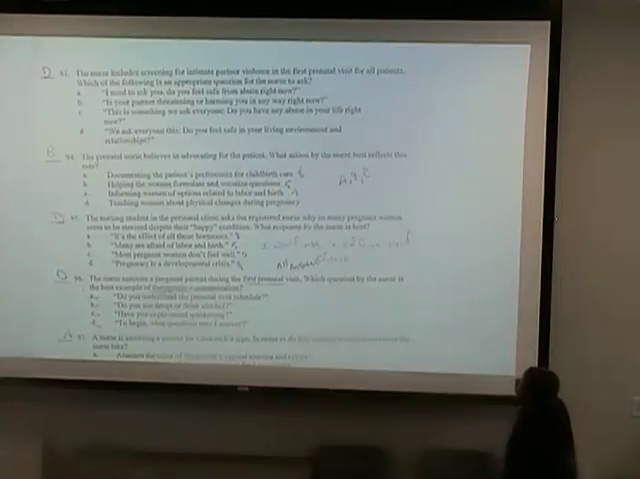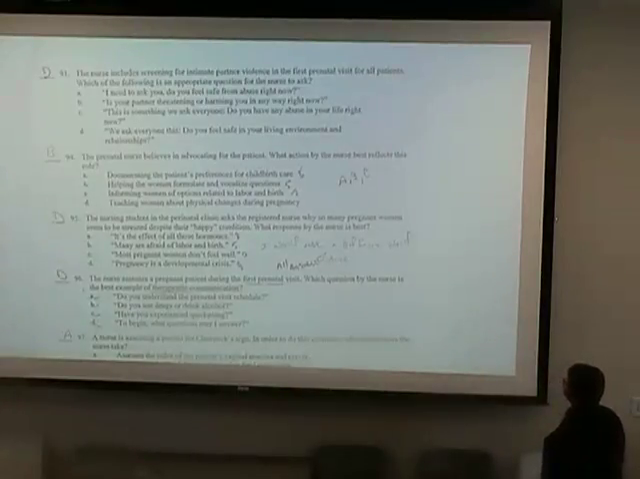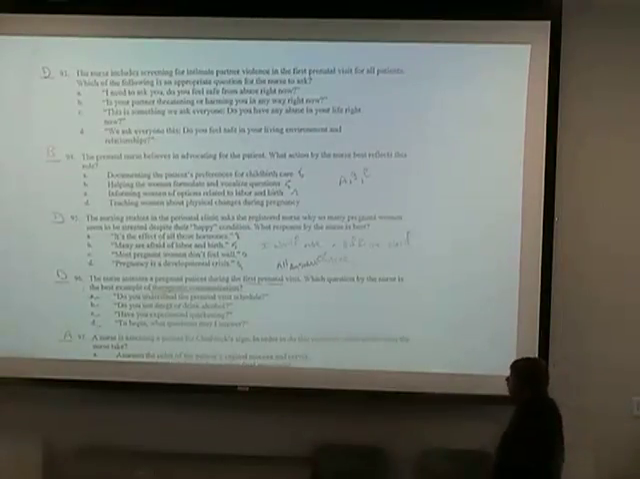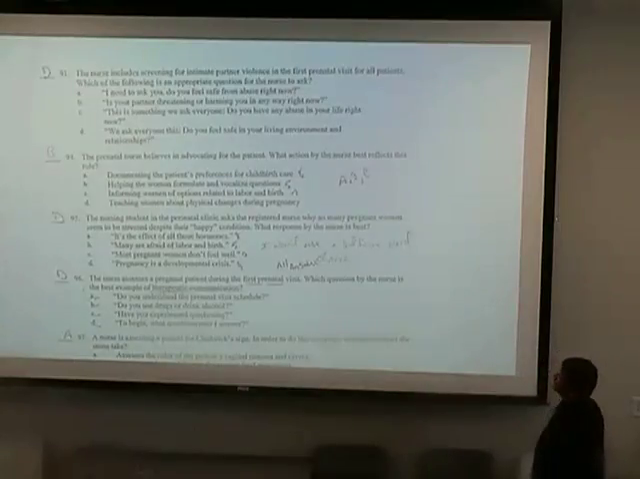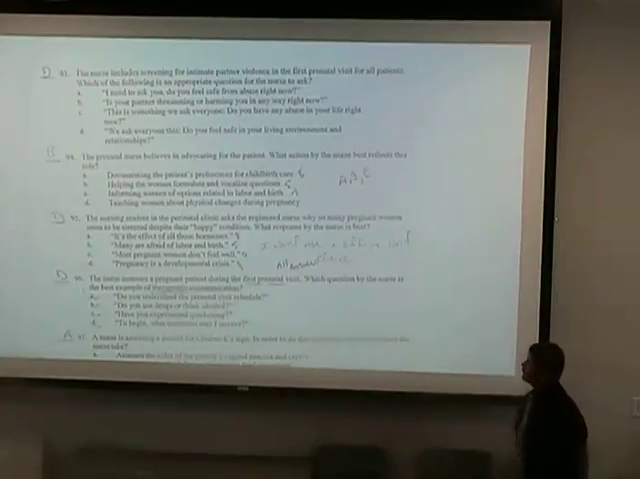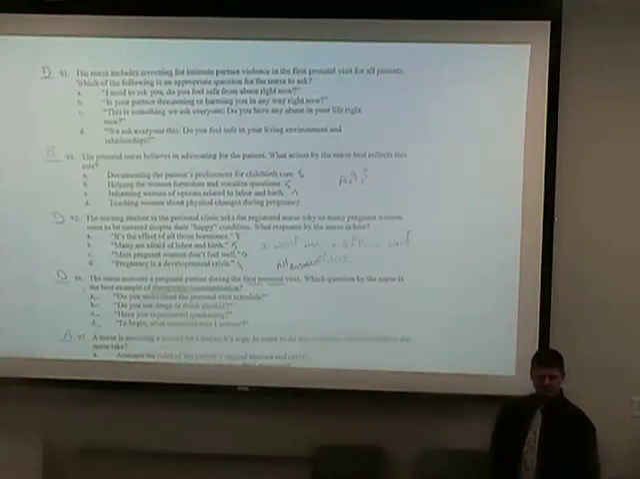So let's see here. 94, the nurse believes in advocating for the patient. What action by the nurse best reflects this role? The correct answer is helping her formulate and vocalize questions. Documenting her preferences is okay, but that doesn't really advocate. Informing the woman about what options are related to childbirth, that's pretty good too, that's why I accepted it. Teaching her about the physical changes that occur during pregnancy, not so much, because while that definitely prepares her, that's not advocating for the patient.